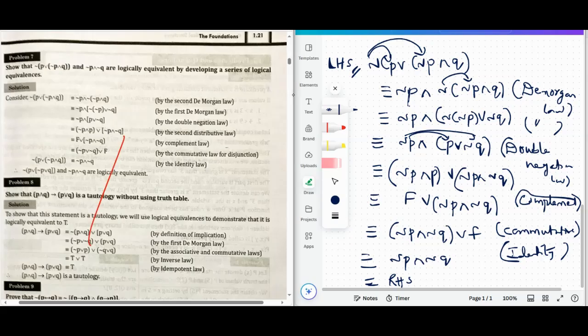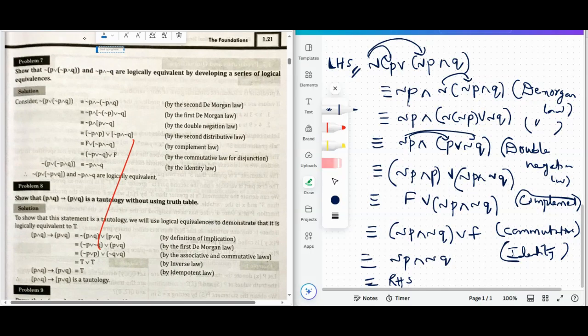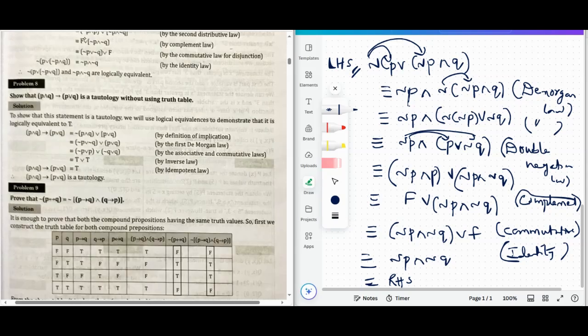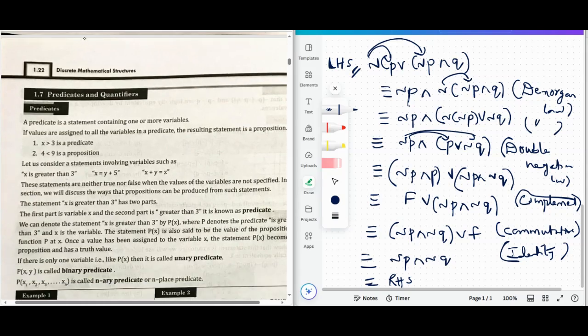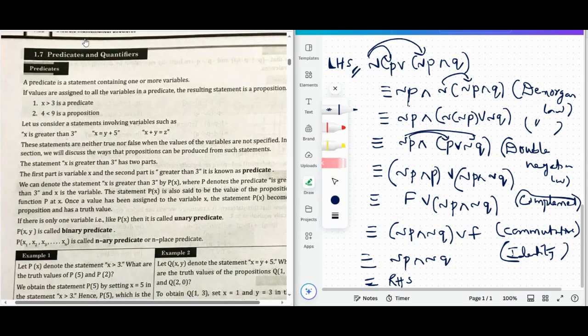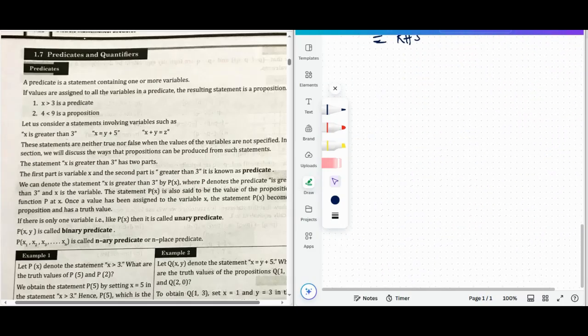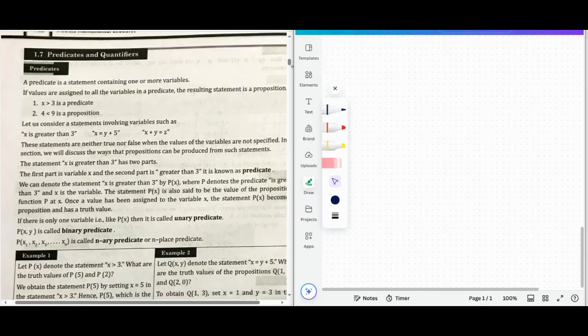Now we will take the next part of this one. These are the truth tables and the values which you will be finding. Then the next important topic is predicates and quantifiers.